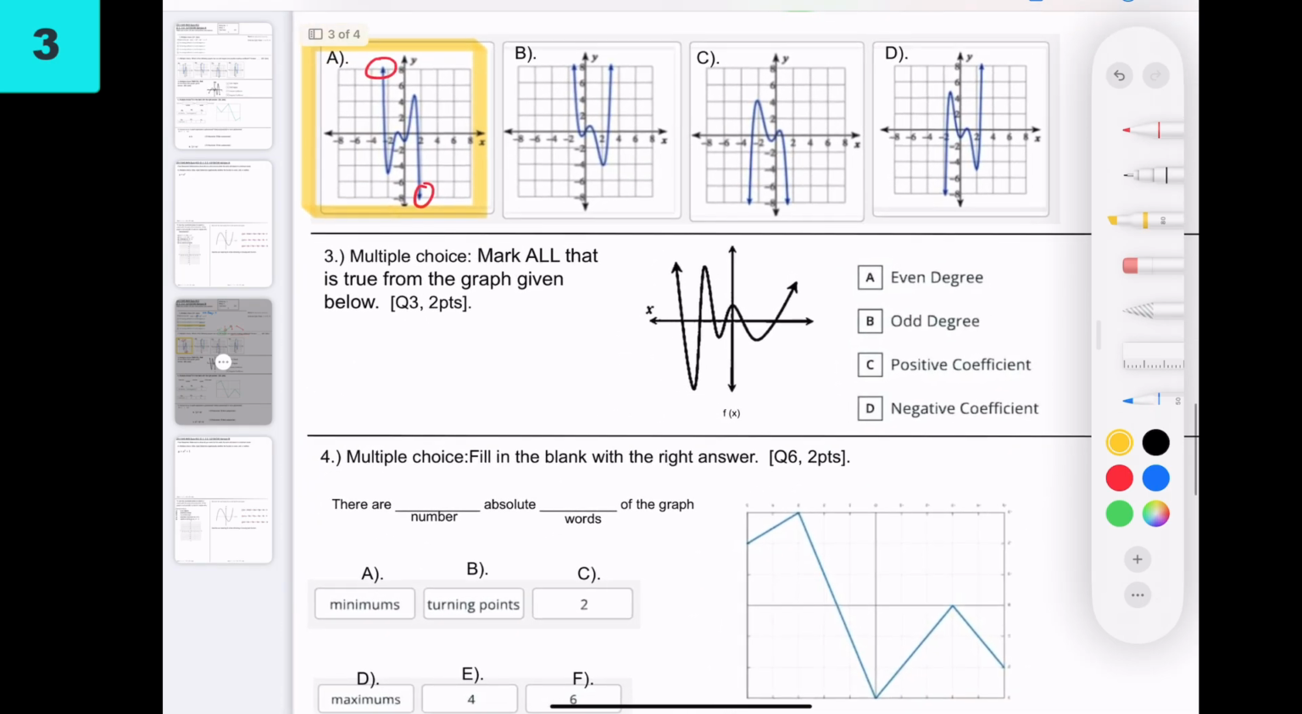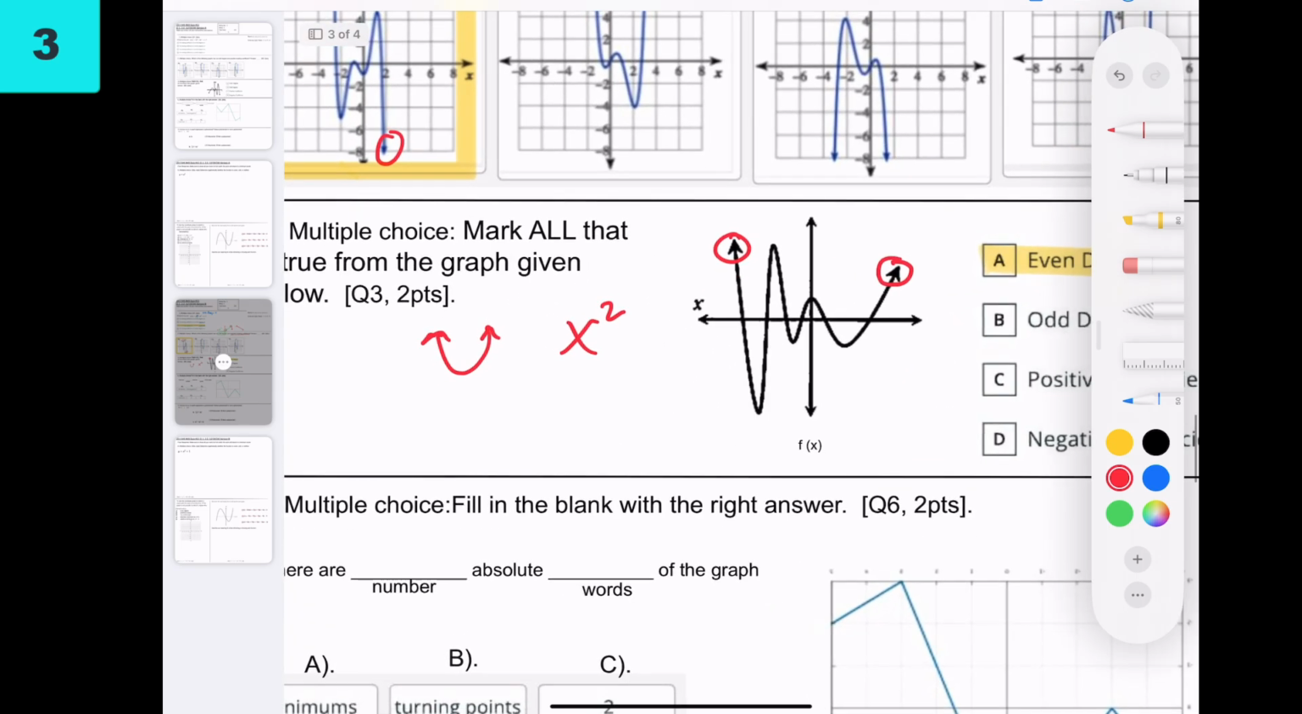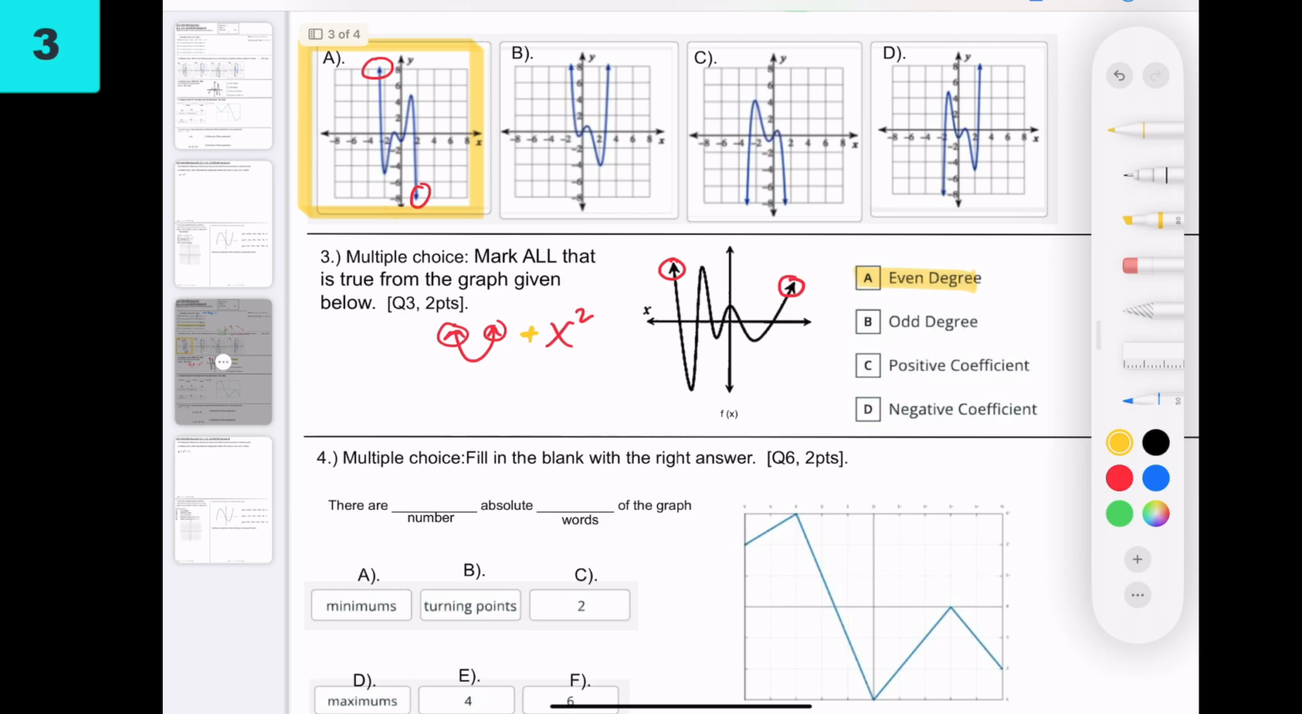Number 3. Mark all that is true from the graph given below. So I have both of these in the same direction. That would be an even. Remember, the easiest even we know is x squared. It looks like this. Notice how the arrows are also pointing up. Remember, this is going to be a positive because it's already facing up. So C would be our correct answer.